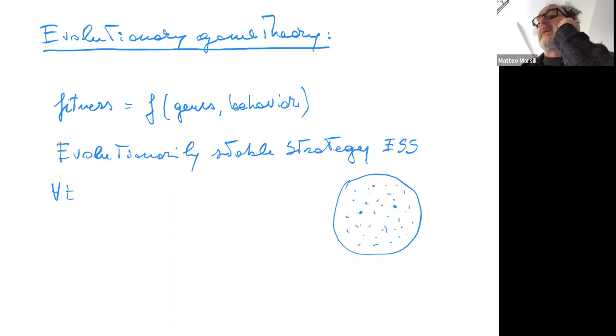So the idea is that an evolutionarily stable strategy is a strategy such that all the individuals of a population play this strategy, and at a certain point you have the appearance of some mutants that play a different strategy. Then this mutant will not invade the whole population. Essentially the payoff of the mutants playing against the other individuals will be smaller than the payoff of the individuals among themselves. Okay?